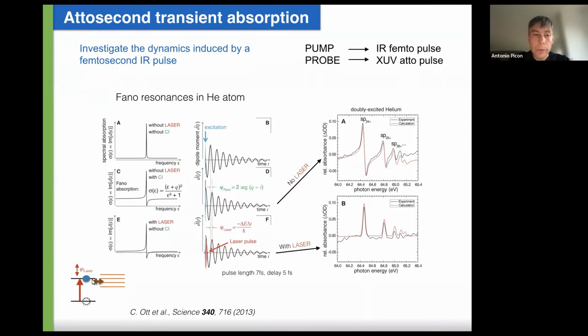Now, when we introduce this coupling, one can think of this coupling in the time domain as introducing a particular phase in time. And this particular phase is what gives rise, when we do a Fourier transform, to this Fano-looking peak.